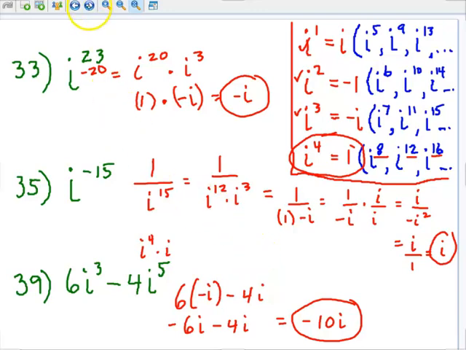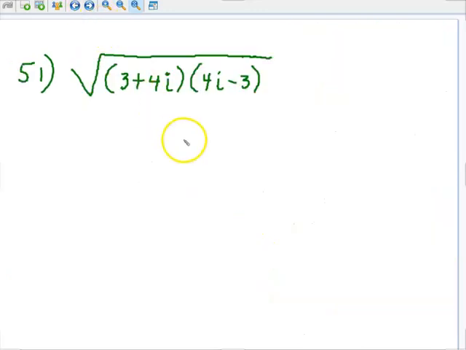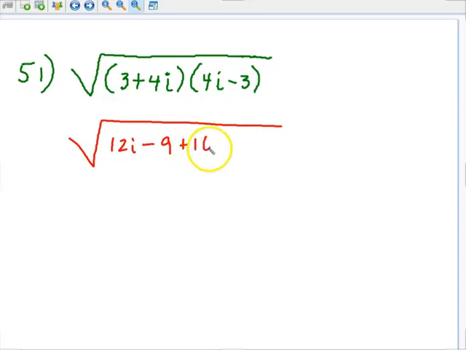All right, we're just about to the end. Let's take a look at this. So we're going to do the square root of this product. So we're back to doing FOIL. 3 times 4i, 3 times negative 3, 4i times 4i, 4i times negative 3.